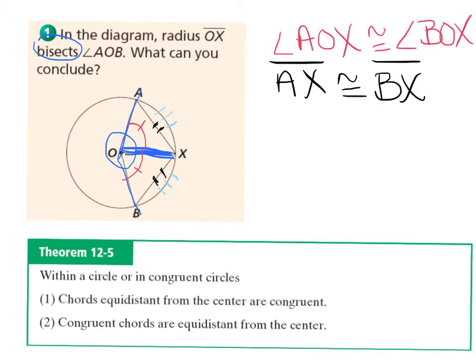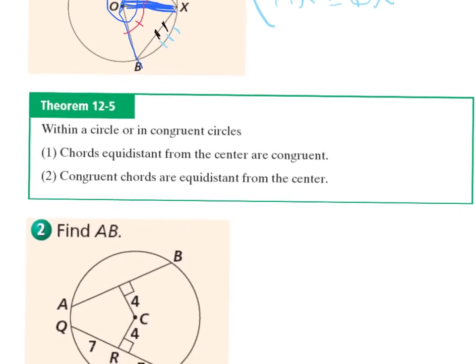So when you do your arcs, remember you do that little slanty line at the top. So these two arcs, AX and BX, are congruent. So just from this information right here, just that word bisects in the picture, you can get all 3 of these things if you remember those 3 properties.